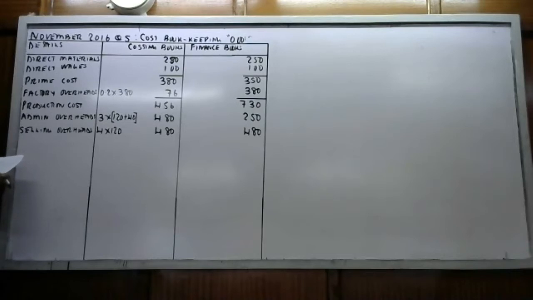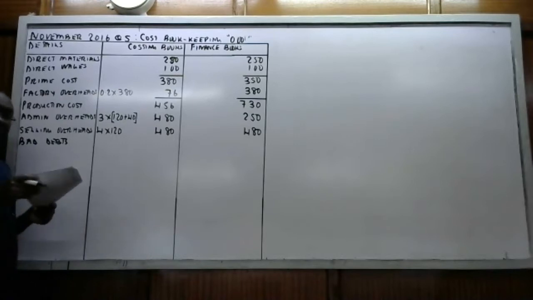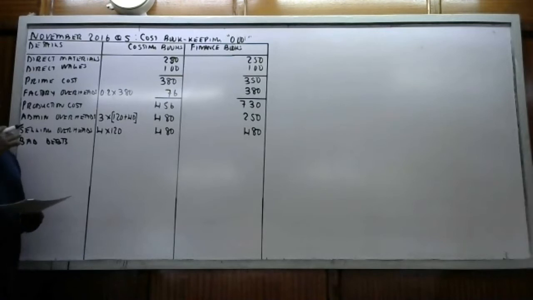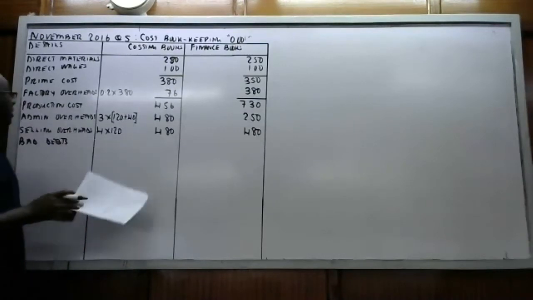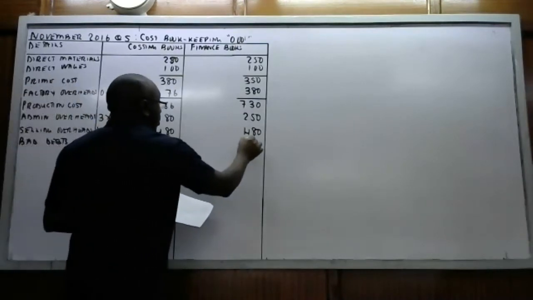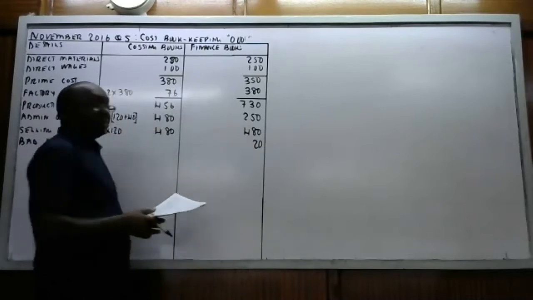Then we have bad debts written off. Bad debts in finance is 20. But bad debt is an item of finance. It never appears anywhere in cost. So we are not going to recognize it in cost. We only recognize it in finance.